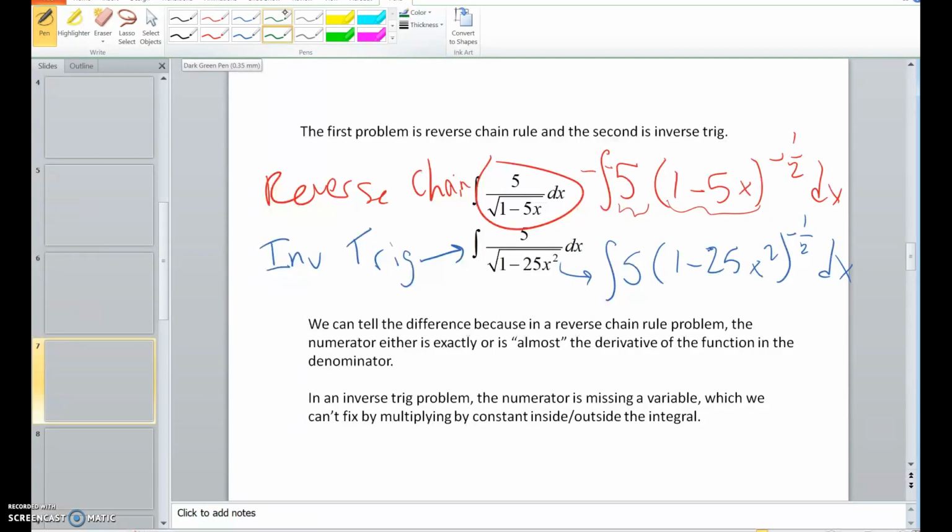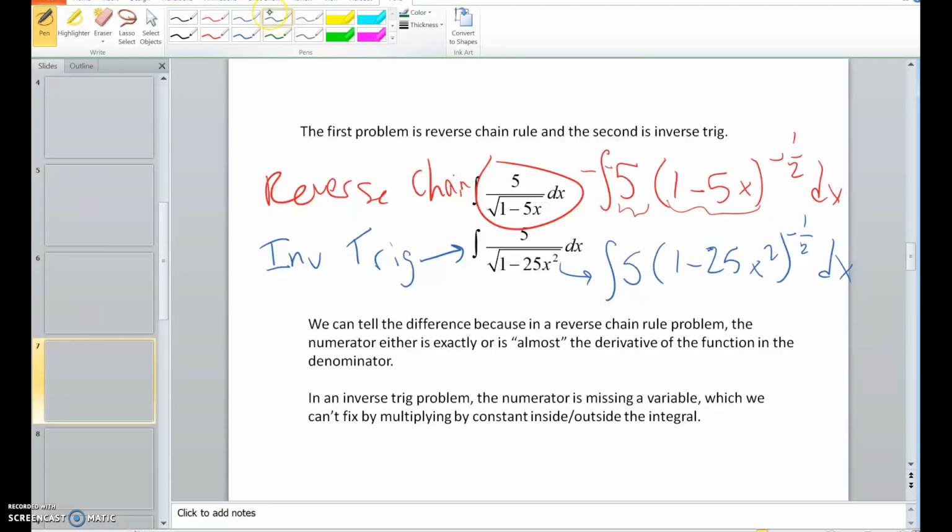So anytime you are looking at an integration problem and you feel like it should be a reverse chain rule problem, but you're off by a variable, one of the things you want to think about is, oh wait, is this possibly an inverse trig pattern? That's one way to think about it, to notice it's an inverse trig problem.